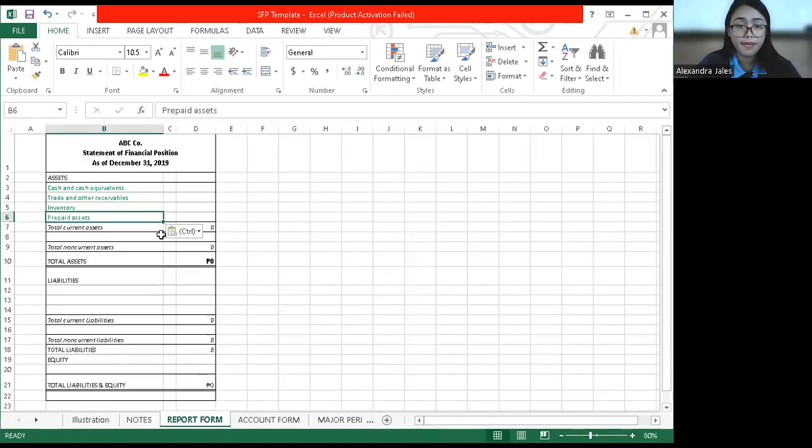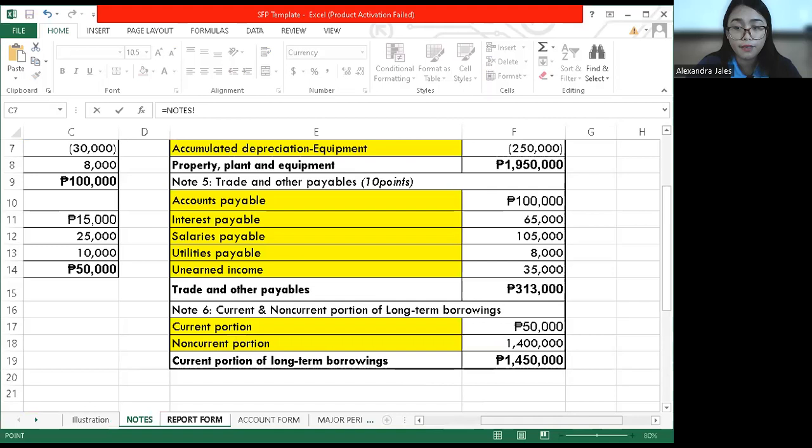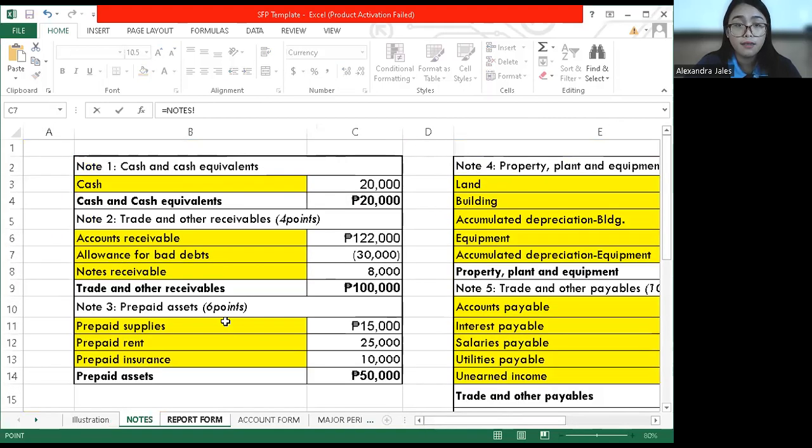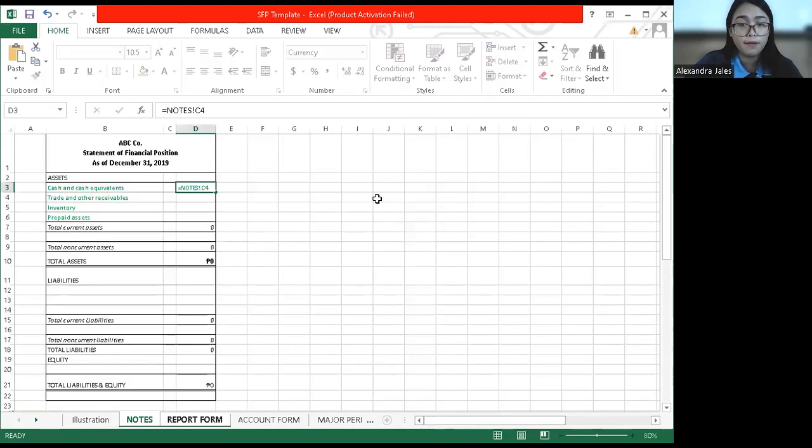So we have your prepaid assets and your total current assets. So what is your total current assets? You have to use the following accounts. You could use this one, cash and cash equivalents. How much is it again? Cash and cash equivalents, it's 20,000 pesos.